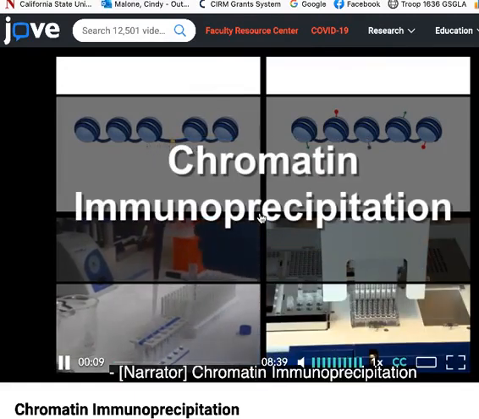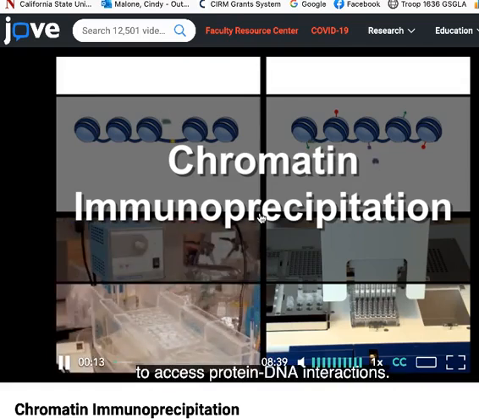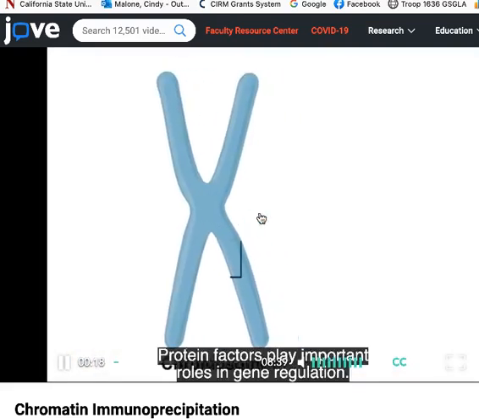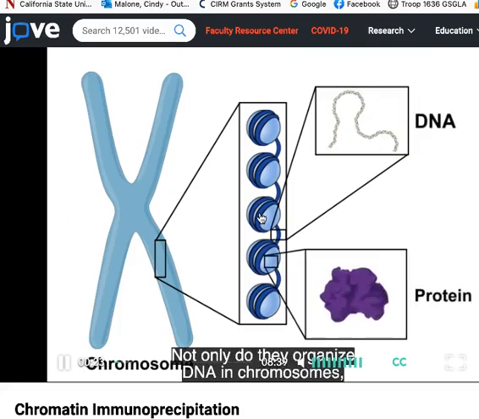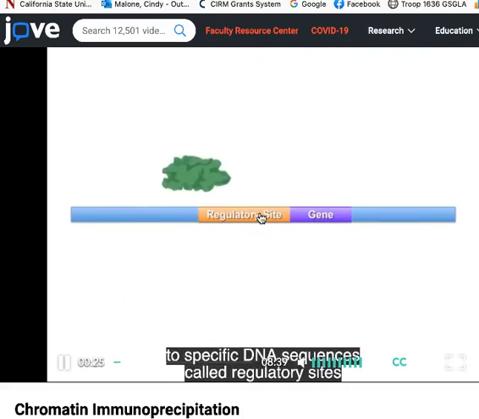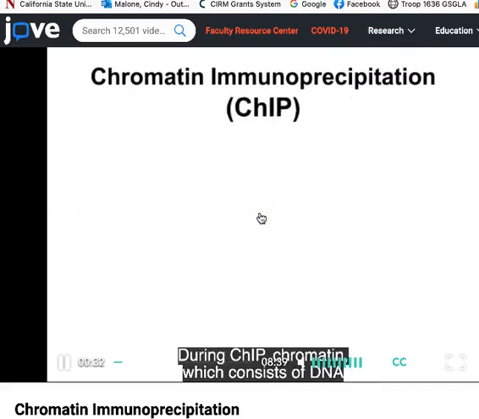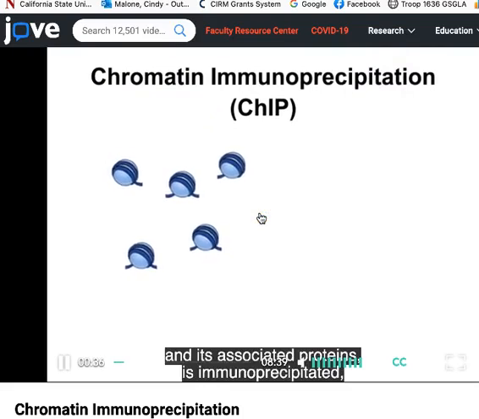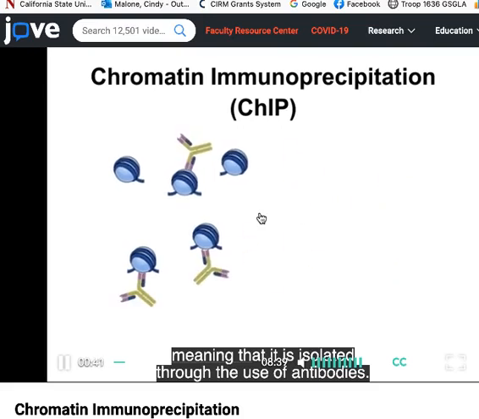Chromatin immunoprecipitation, or ChIP, is a technique used by researchers to assess protein-DNA interactions. Protein factors play important roles in gene regulation. Not only do they organize DNA in chromosomes, but they also bind to specific DNA sequences, called regulatory sites, to activate or repress expression. During ChIP, chromatin, which consists of DNA and its associated proteins, is immunoprecipitated, meaning that it is isolated through the use of antibodies.